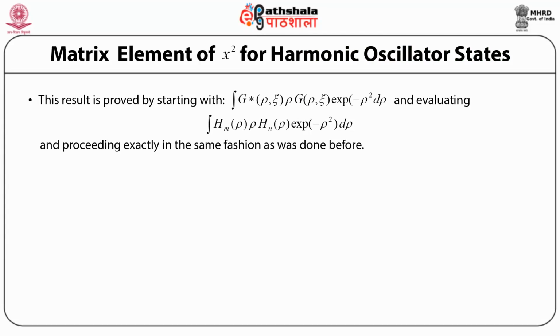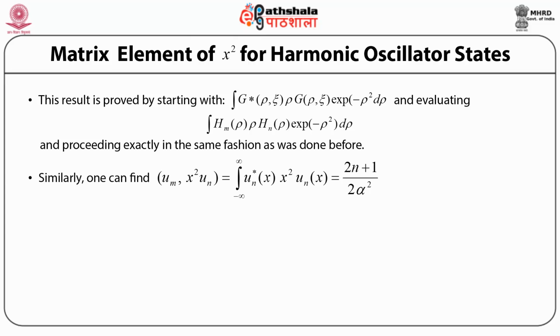This result is proved by starting with the integral g star of rho xi into rho into g rho xi into exponential minus rho square into d rho and evaluating the integral hm of rho into hn of rho into exponential minus rho square d rho and proceeding exactly in the same fashion as was done before. Similarly, one can find um x square un is equal to the integral going from minus infinity to infinity un star of x into x square into un of x, which is equal to 2n plus 1 by 2 alpha square.